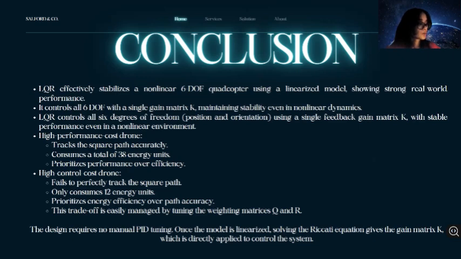The high-performance cost drone was able to accurately track the square path, but it consumed a total of 38 energy units, prioritizing performance over efficiency. The high-control cost drone, on the other hand, consumed only 12 energy units, but failed to perfectly follow the path. This setup prioritizes energy efficiency over path accuracy. This trade-off between performance and energy efficiency is easily tunable through the Q and R matrices in the LQR design. Finally, the entire design process requires no manual PID tuning. Once the system is linearized, solving the Riccati equation directly gives us the gain matrix K, which we can immediately use to control the system.